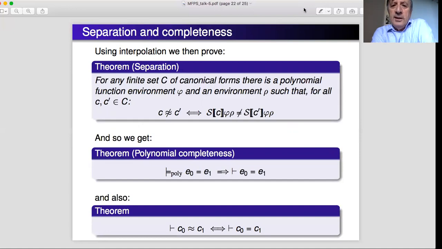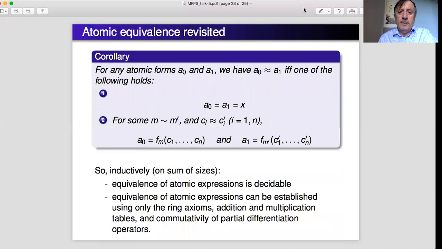So then, using the techniques that we exemplified in the previous discussion, we prove this separation theorem. That's the main theorem: given any finite set of canonical forms, there is a polynomial function environment which separates any two inequivalent canonical forms in that finite set. And that gives us immediately polynomial completeness, as we said, and a little bit of extra work, which is very nice. Of course, that's the main theorem, but we want to go a bit further. So we also get that two canonical forms are equivalent, as it should be, just equivalent, not provably equivalent, if and only if they're provably equal.